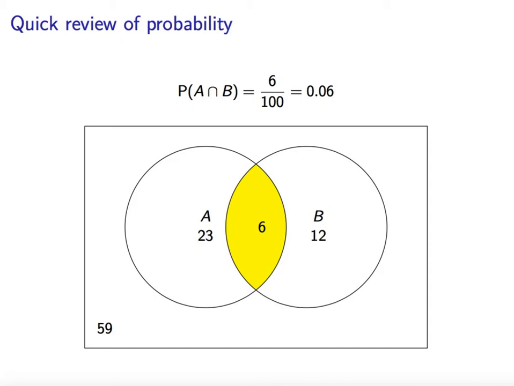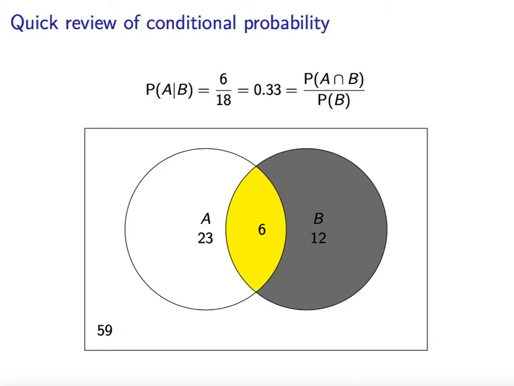Now, conditional probability is very similar. If we want to calculate the probability of A given that B happened, that is, we know that B occurred, what is the probability that A also occurred? This is 6 over 18, which is 0.33. We divide by 18 because we know that B occurred.